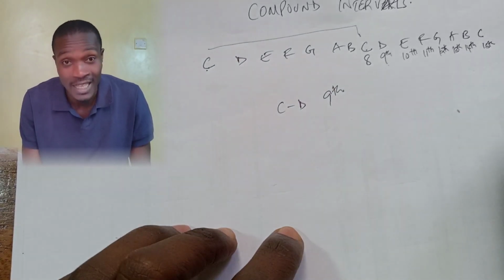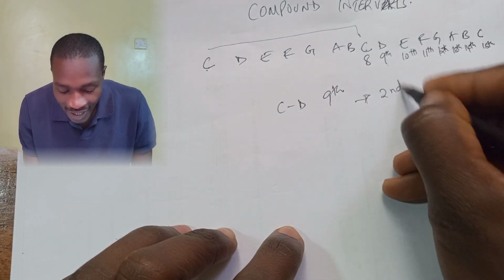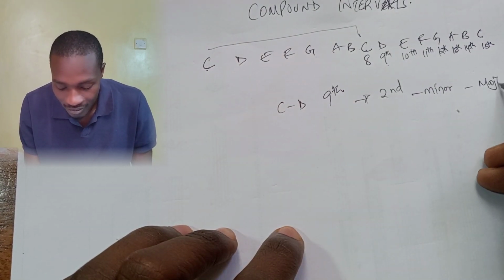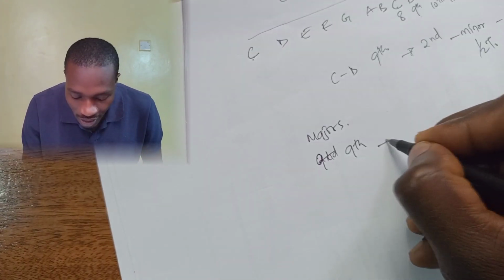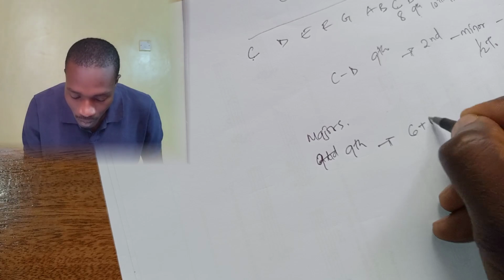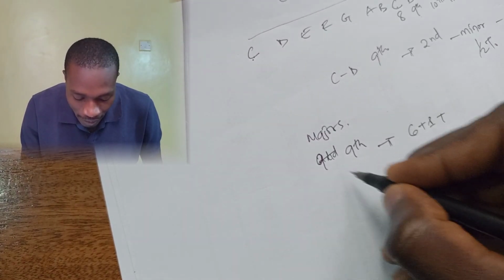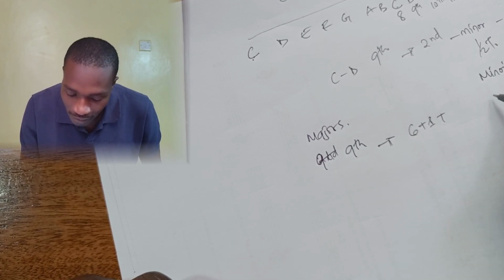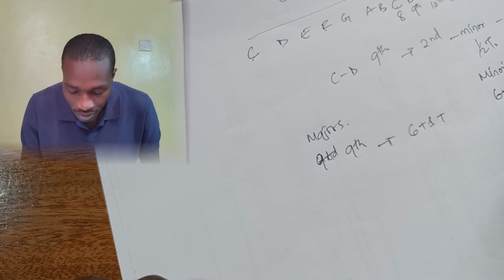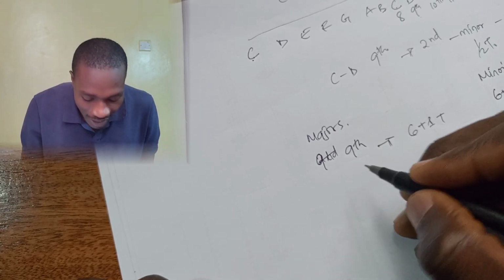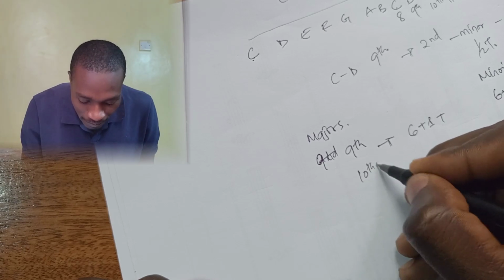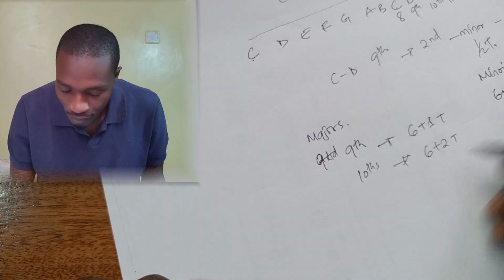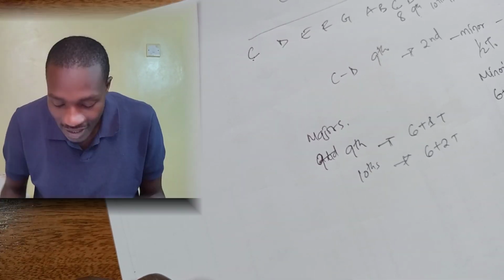So after finding the ninth, we realize that seconds can either be minor or major. A major ninth is going to give you 6 plus 1 tones. And then a minor ninth is going to give you 6 plus a half a tone, which is 6 and a half tones. You can also find the tenths.